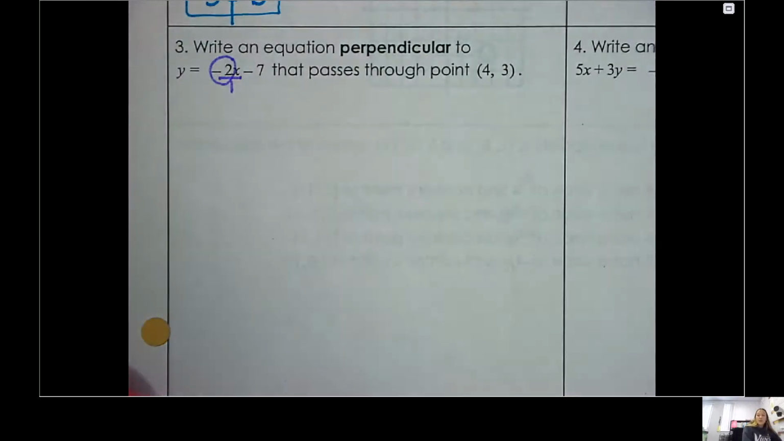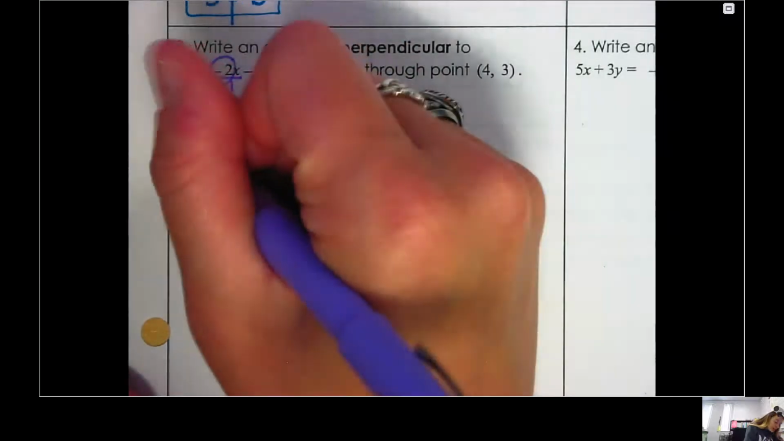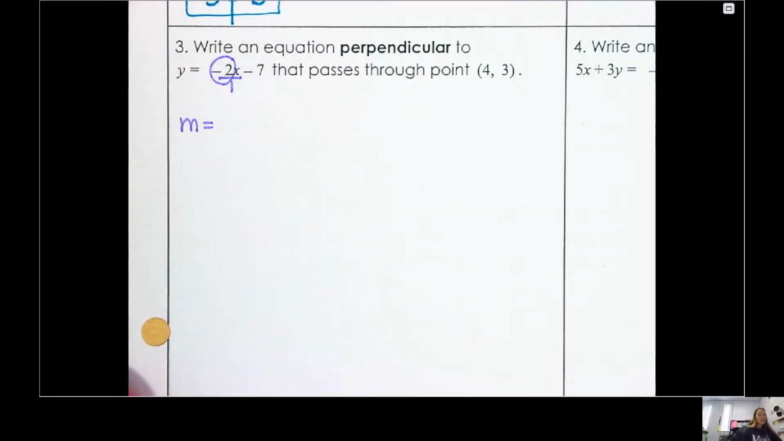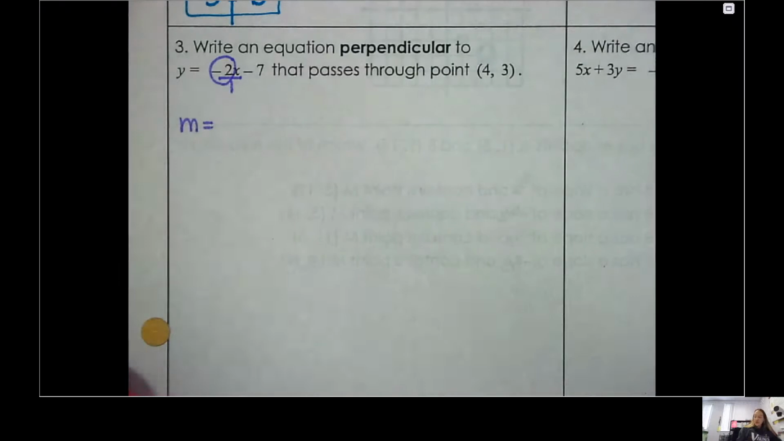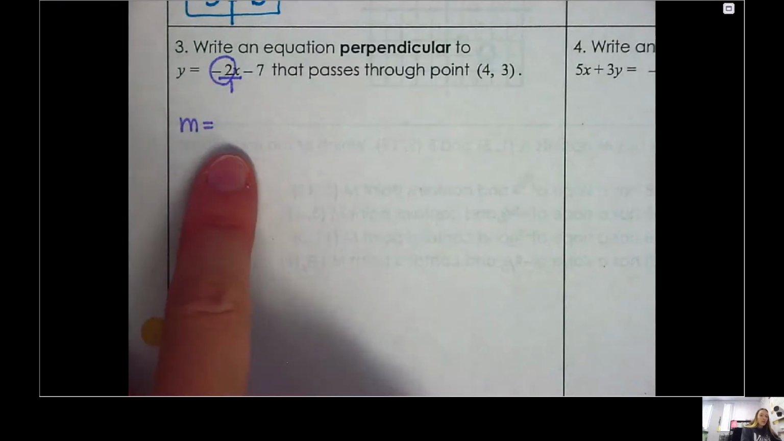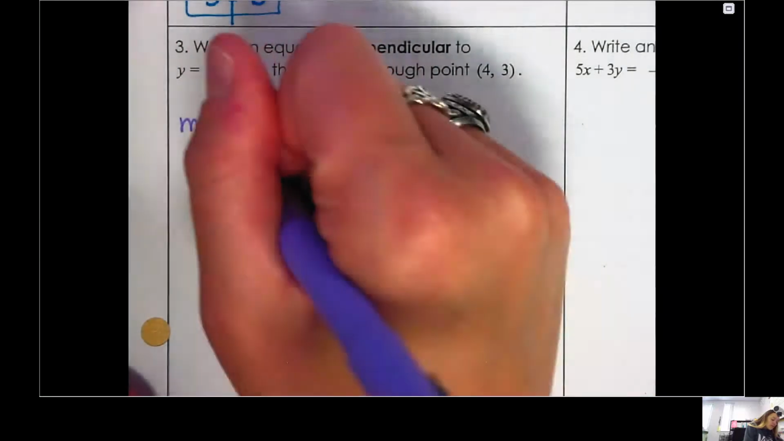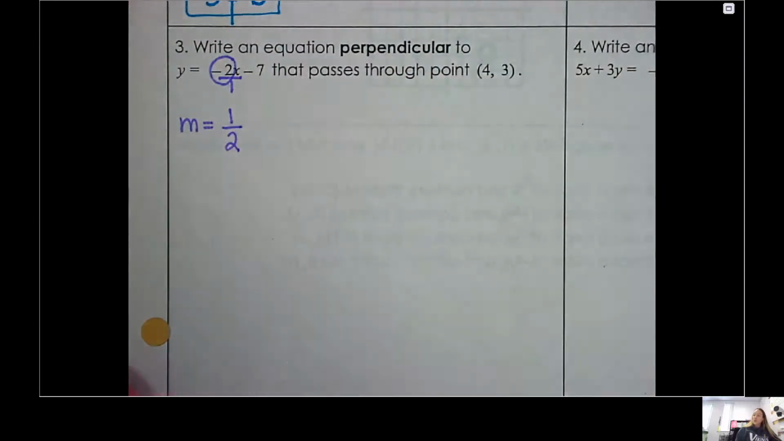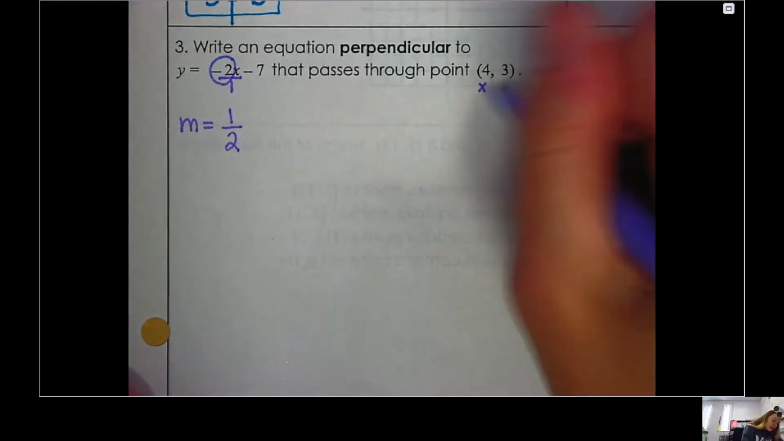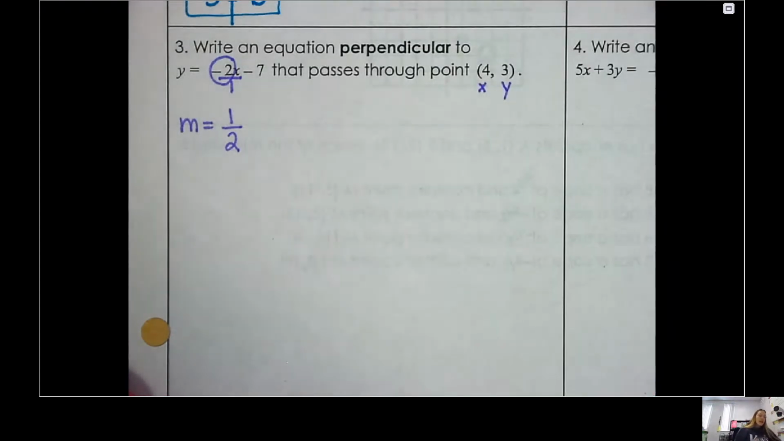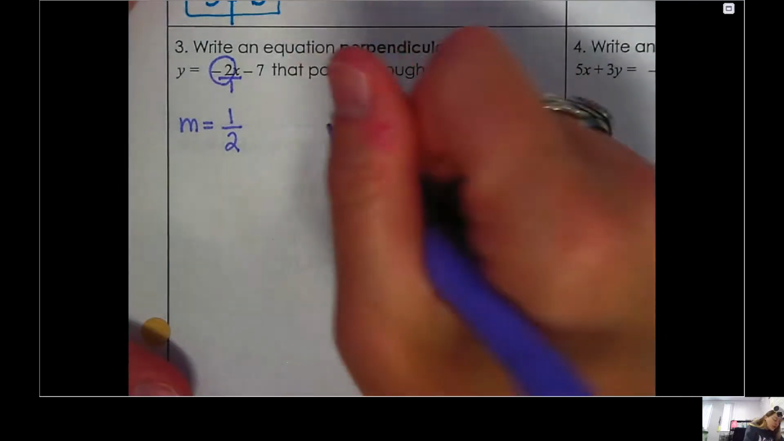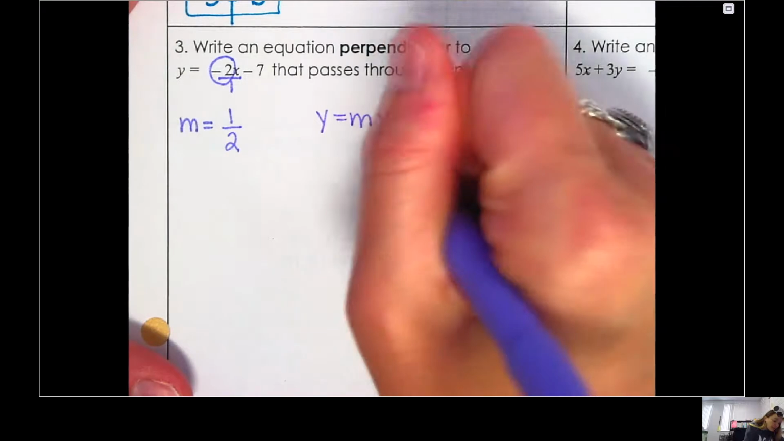If it's going to be perpendicular, my new slope that I'm going to have to use is not going to be the same. I have to switch. So this was a negative, so my slope becomes positive. 2 over 1, if they trade places, becomes 1 over 2. So the slope I'm going to use is 1 over 2. I've got my x value and my y value for my points. And now I'm going to take that information and plug it into the equation y equals mx plus b.